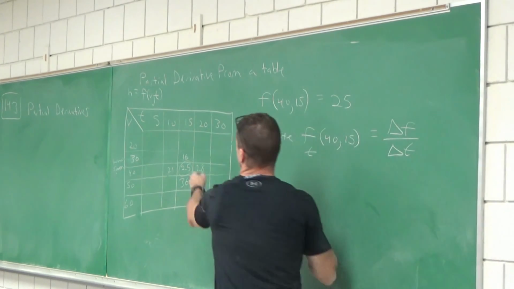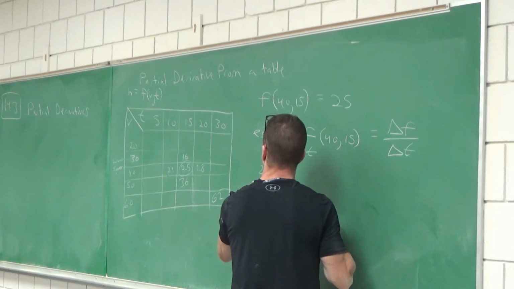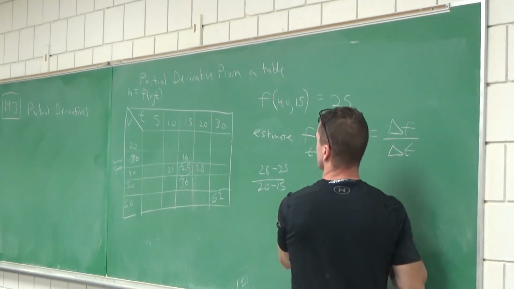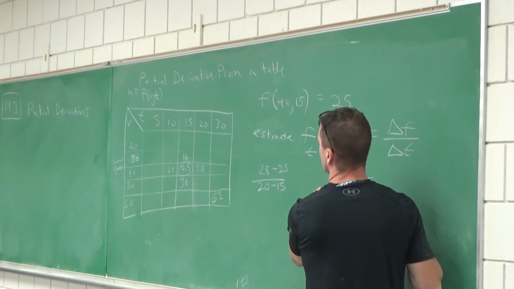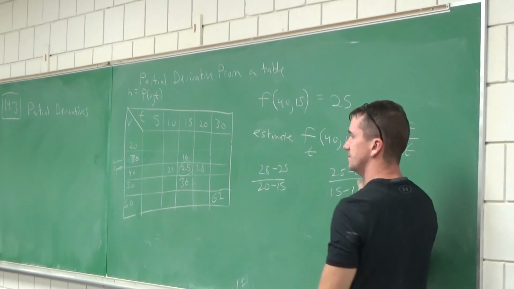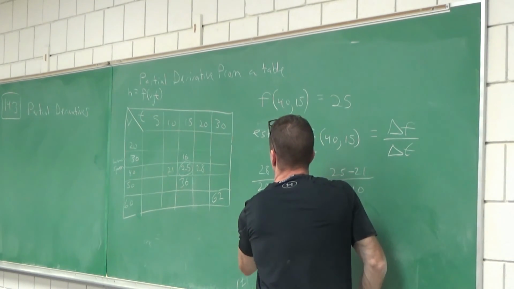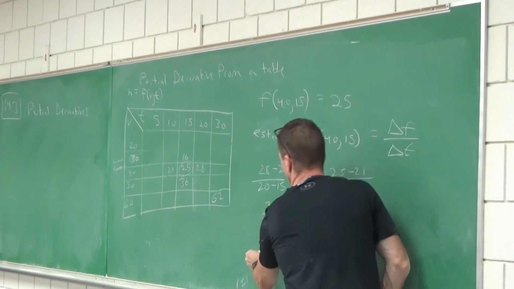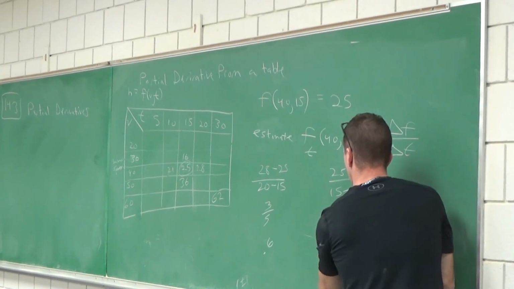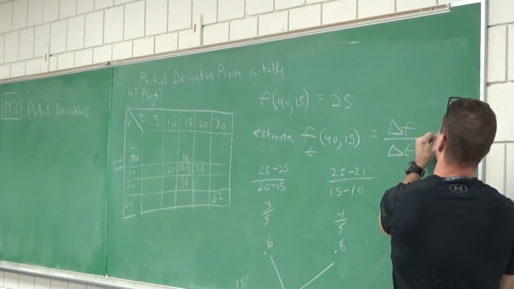Let's try it. 28 minus 25 over 20 minus 15. Also, I can do what? 25 minus 21 over 15 minus 10. Did I hit that right? And what are these fractions? 3/5. This is 4/5. What's that as a decimal? 0.6. 0.8. What's the average? 0.7. Now what's the units?